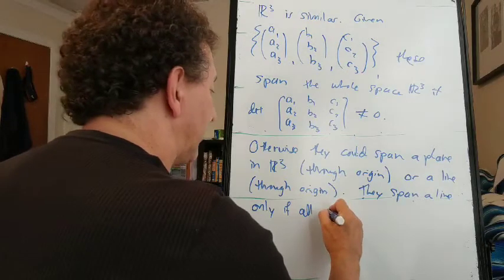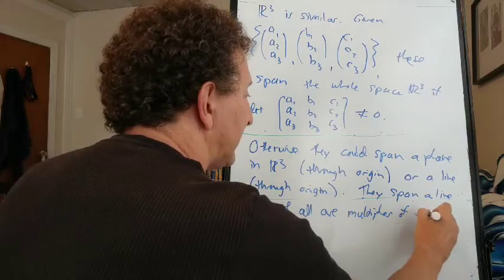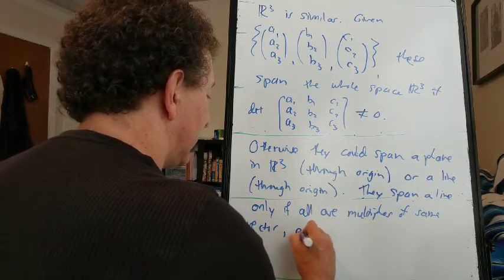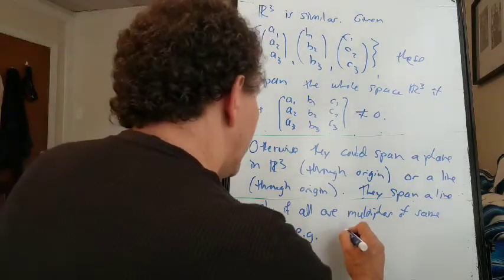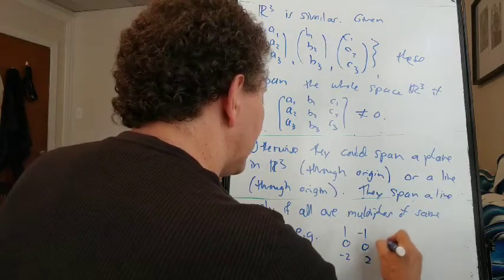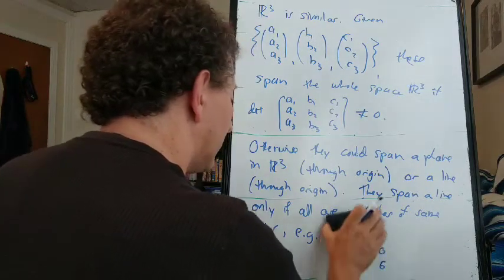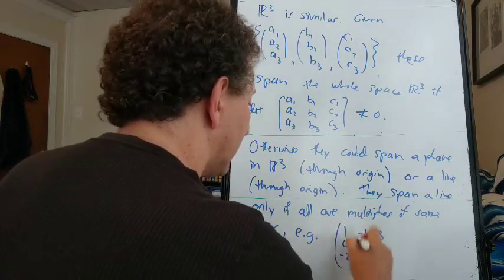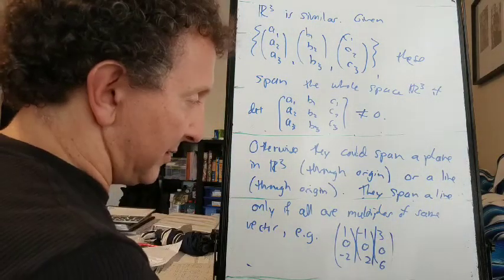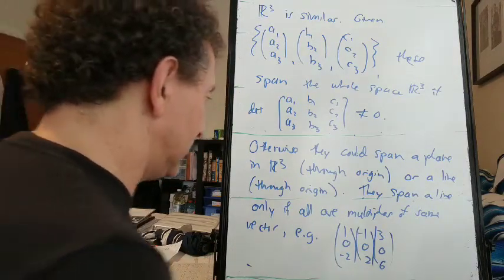So they span a line only if all are multiples of the same vector. For example, something like (1, 0, -2), (-1, 0, 2), (3, 0, 6). Since these are all in the same line, the only thing we can get by taking linear combinations of them is more points on that line.